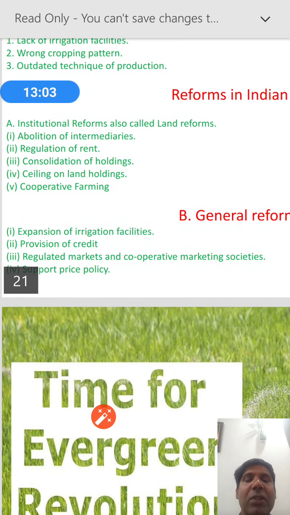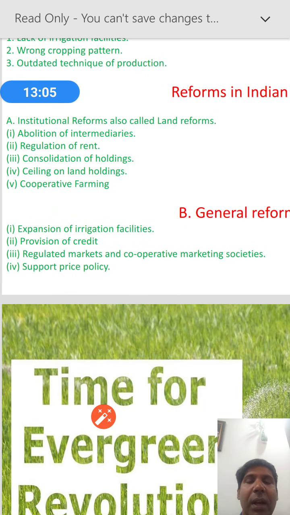Expansion of irrigation facilities, provision of credit, regulated markets and cooperative marketing societies, support price policy. All these things come under the support price policy, MSP, minimum support price. All these things include weather forecasting, and a lot of points are there. Like that you can make it, and you can explain all these points also.